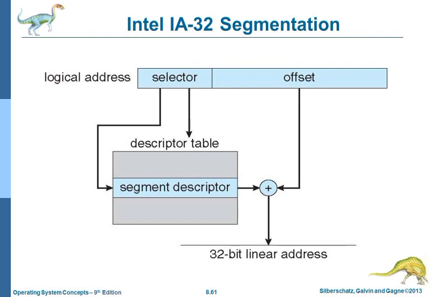Next, I will talk about the Intel IA32 segmentation. First, in the Intel IA32 segmentation, we have the logical address, which is divided into two parts, the selector and the offset. The selector goes into the descriptor table and the segment descriptor. Then the offset goes to the 32-bit linear address.